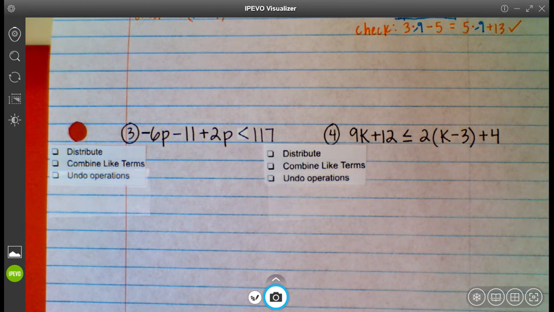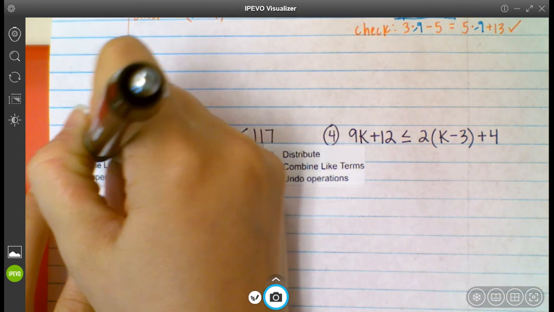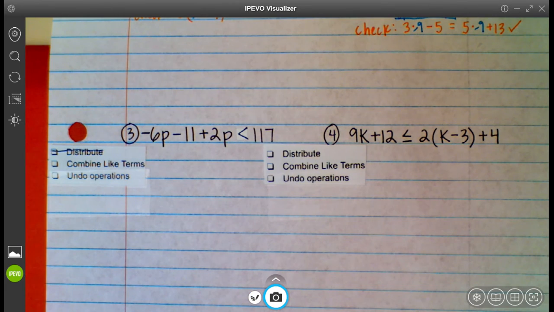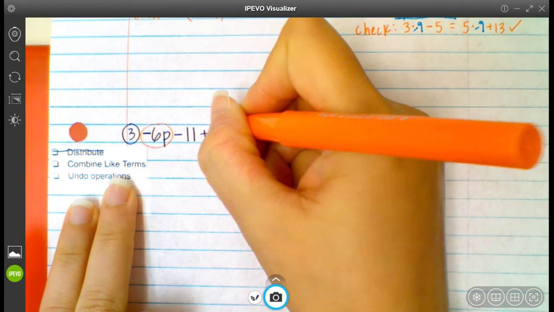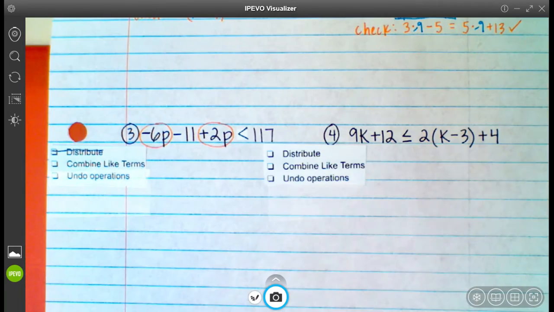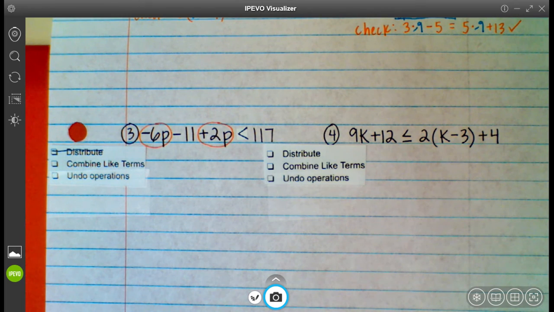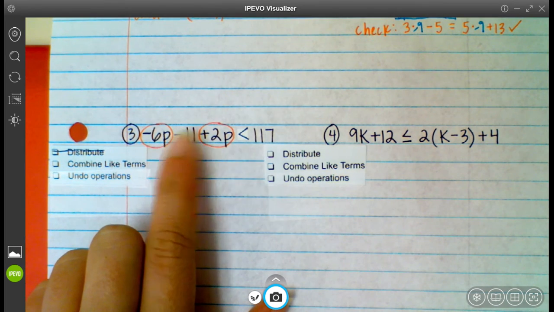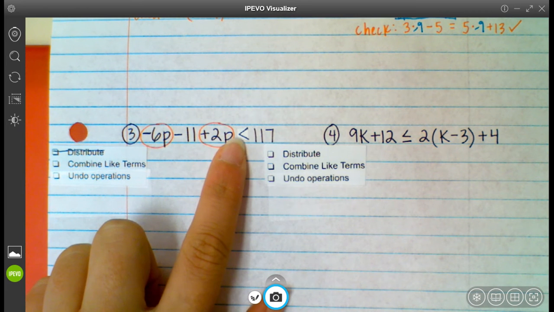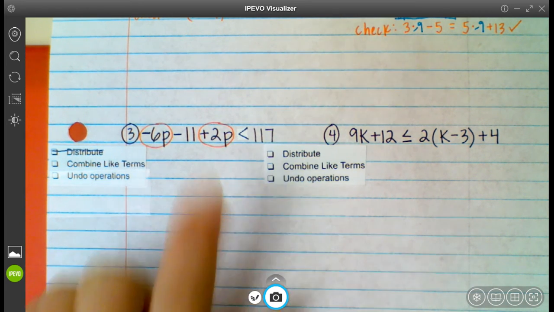And we notice that there are no parentheses, which means that I'm not going to distribute. So let's cross that off our checklist. But we do see something that we can combine. So I want you guys to notice that we have a negative 6p and a positive 2p. And we can actually combine those together since they are sitting on the same side. They are technically together on the left side of my less than symbol.